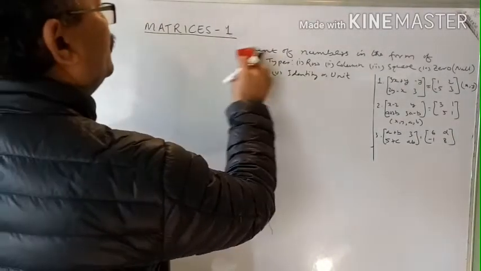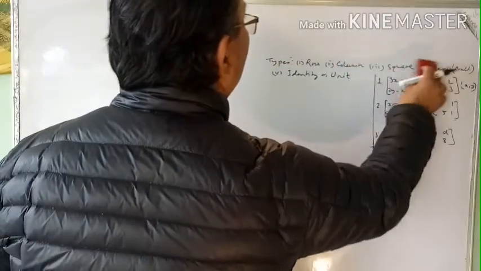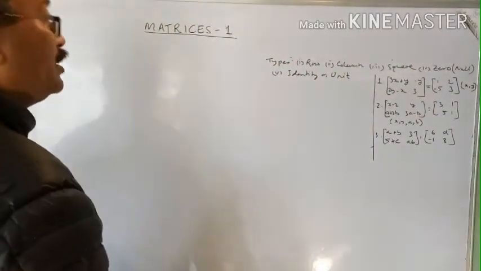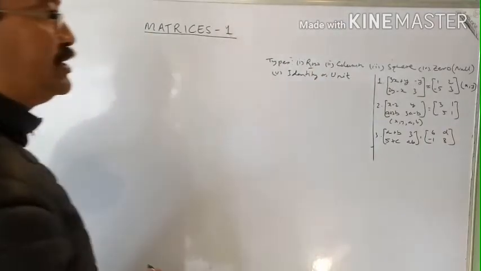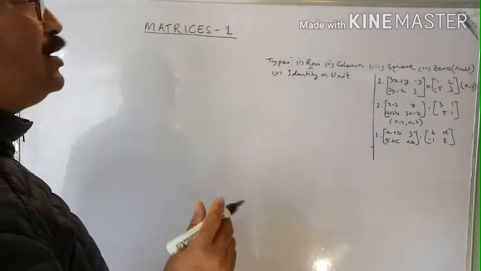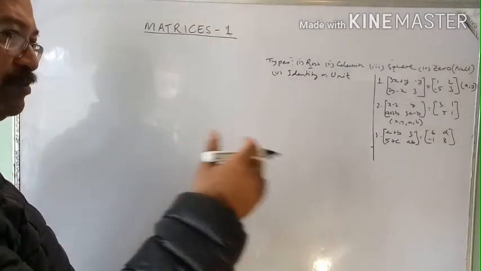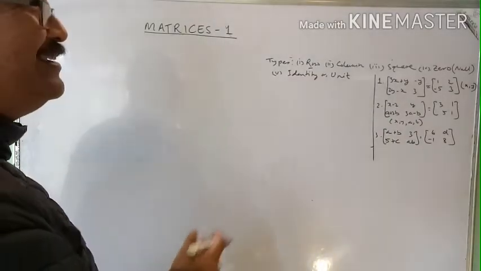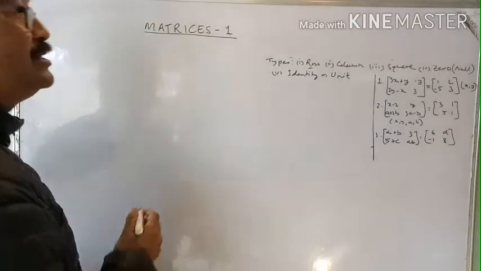Okay, types of matrices. Now the first one, number one, row matrix. Row matrix meaning any matrix which has only one row. Number of columns can be any, doesn't matter. It has only one row, then it is called row matrix.